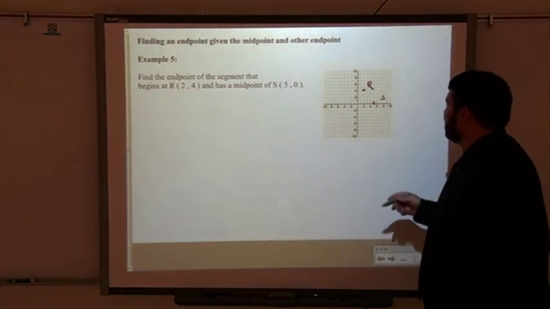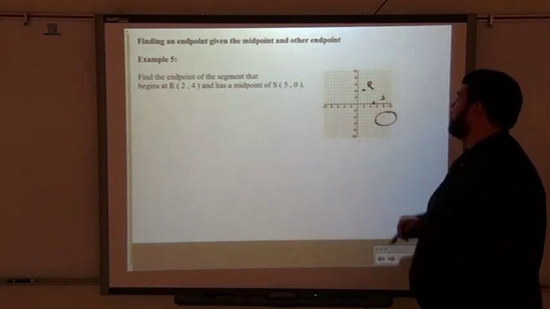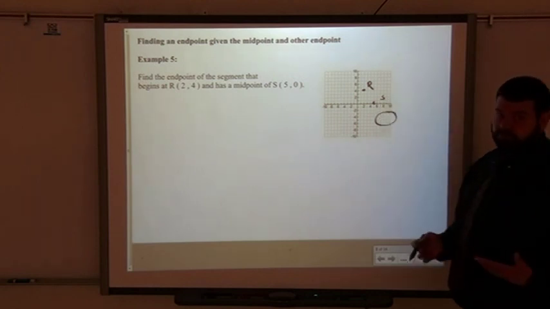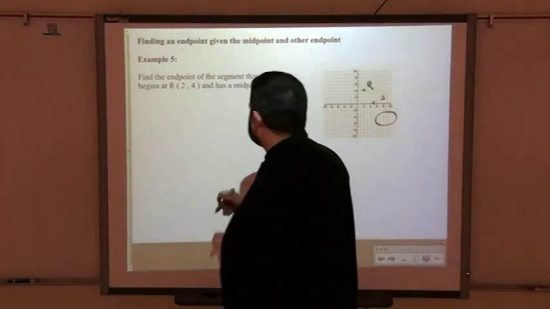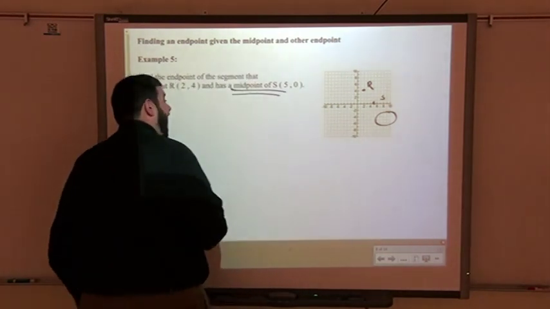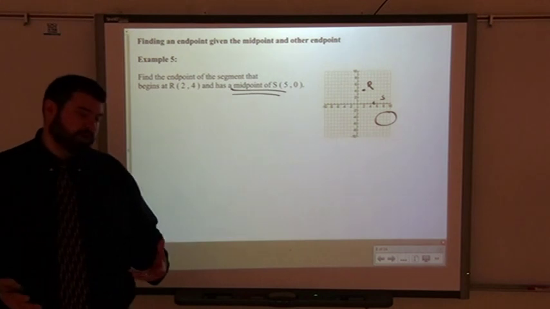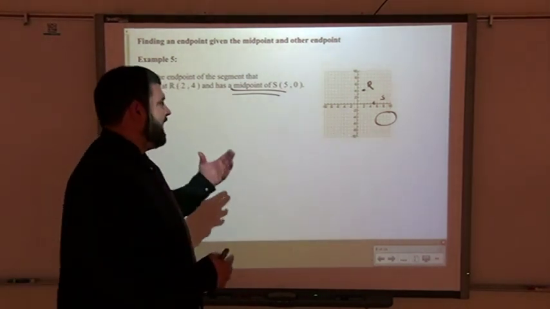We need to find out what the other endpoint is. The other endpoint is going to be down here somewhere, sort of in that area. I don't know exactly where, but that's where it's going to be. Now this is a slightly different problem because this time I already know the midpoint. So I don't want to calculate the midpoint because I have it.